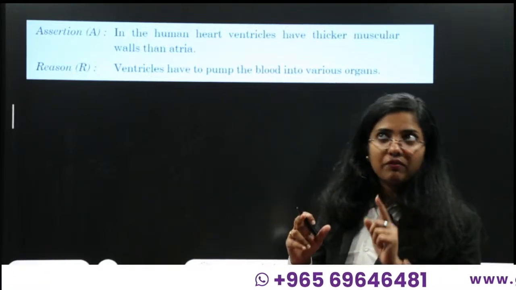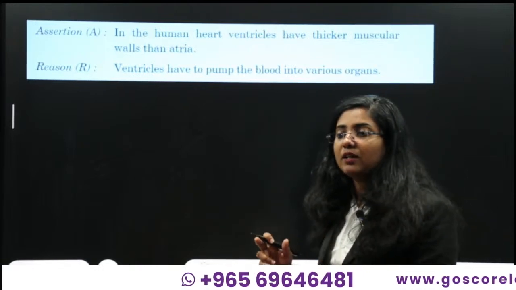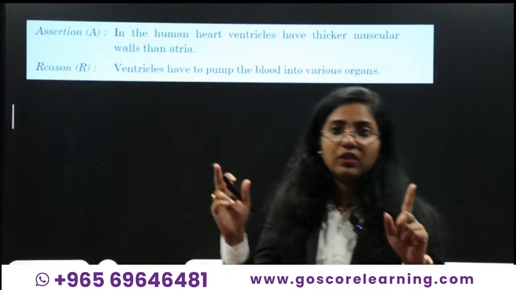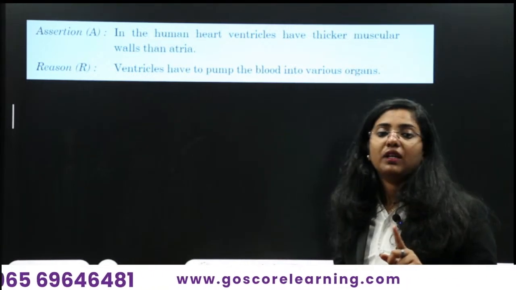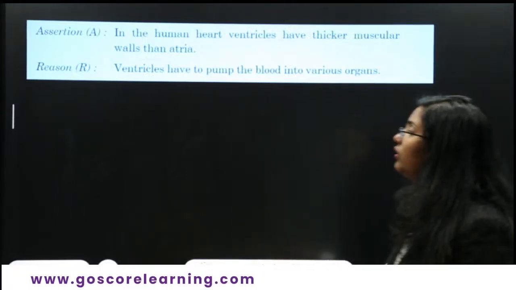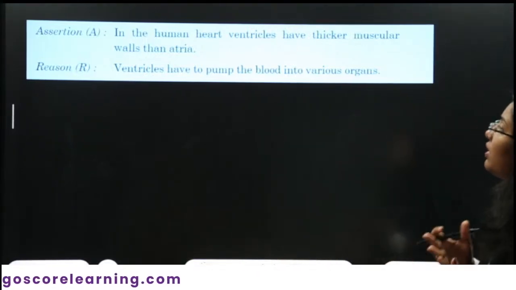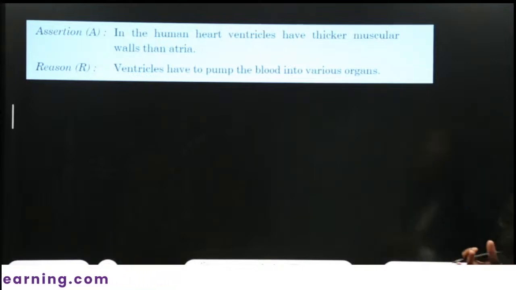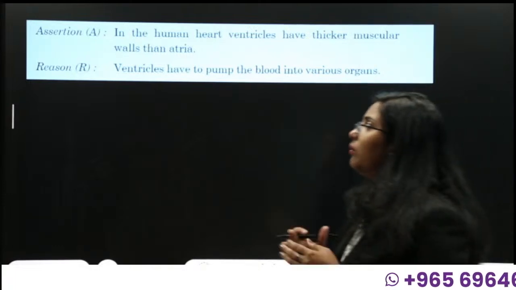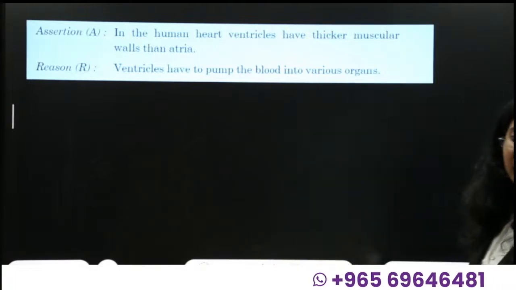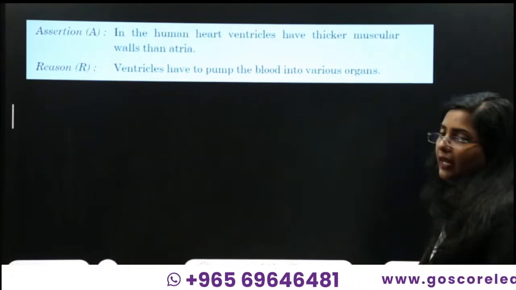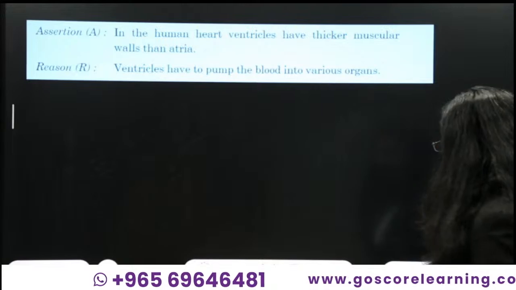From the right ventricle, blood moves to the lungs. From the left ventricle, it moves to the different parts of the body. So it has to have a thick wall to maintain the pressure. Next, what is the reason here? Ventricles have to pump the blood into various organs. Yes, correct. So both assertion and reason are correct, and R is a correct explanation for A. Clear? Moving to the next question.